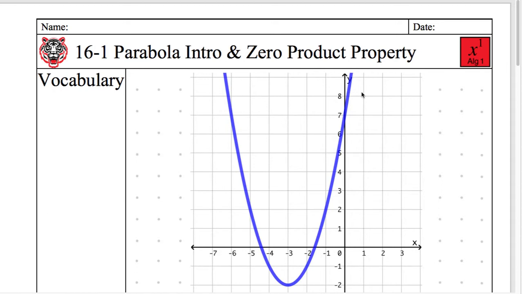This is Algebra 1, Lesson 16-1. Today's date is Friday, April 19th, 2019. Make sure your name and date are on your papers.